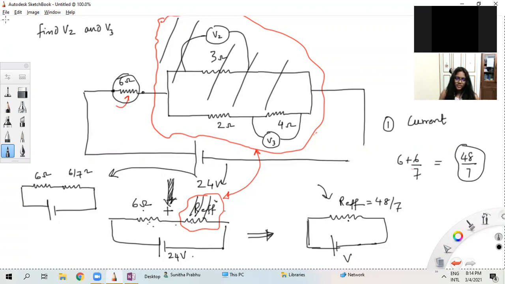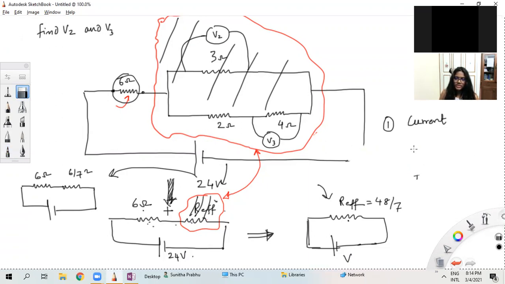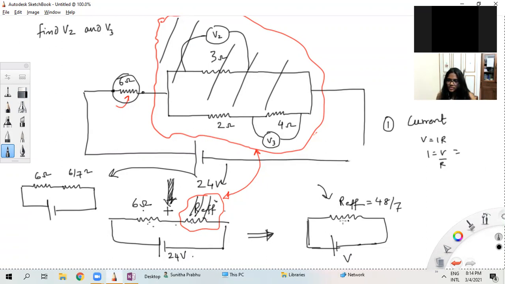What shall we do for that? You are in mute. Oh, okay, sorry. Because current is V by R. V equal to I into R, I is equal to V by R. V is how much? 24. Now you can take 24, because see, for this fellow, this is the 48 by 7, na? For 48 by 7, only this V is there. So I can use 24 volt now. Divide by 48 by 7.